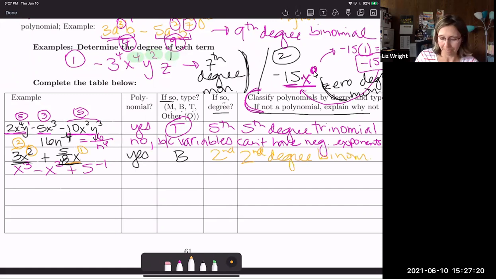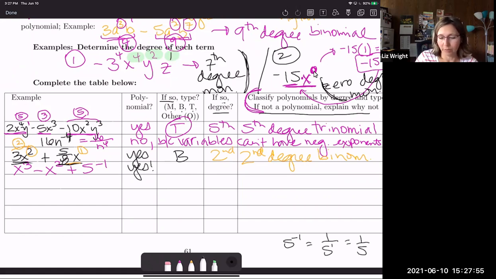How about the next one? What do you guys think? Do we have any negative exponents on a variable? No. Is 5 a variable? No, it's a constant term. Do I have any variables in the denominator? No. So is this a polynomial? Yes, it is. I know this might be shocking, but 5 to the negative 1, remind yourself, what is 5 to the negative 1? Use your exponent rules. That's 1 over 5 to the first to make that negative 1 positive, which is 1/5. Don't let that negative mess you up.